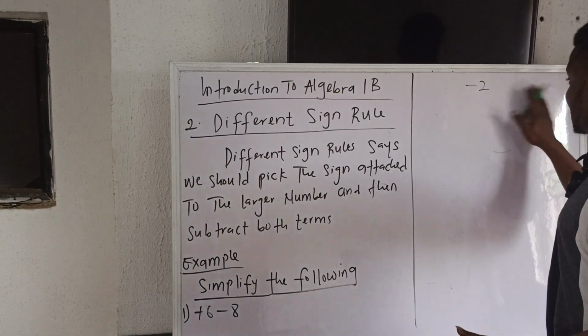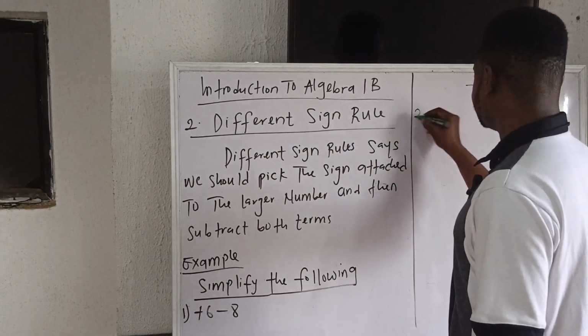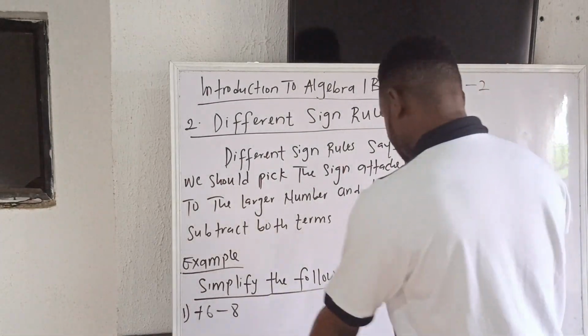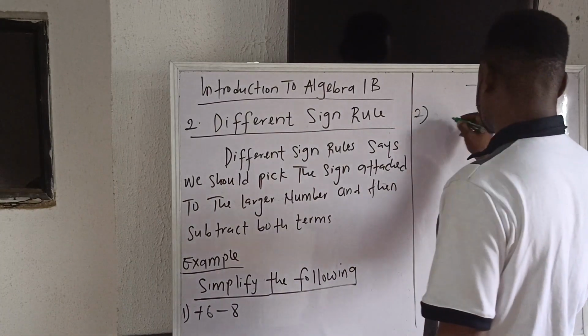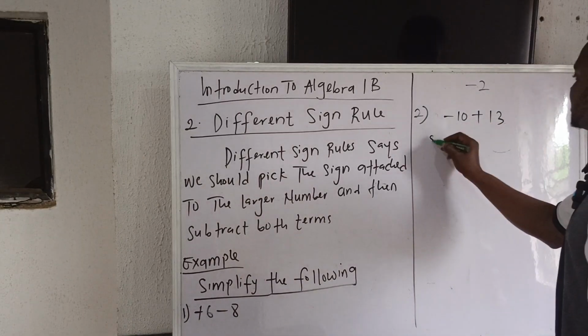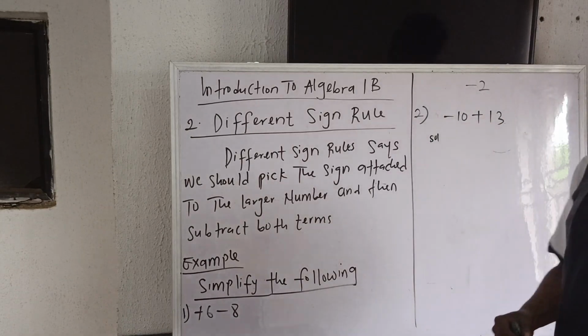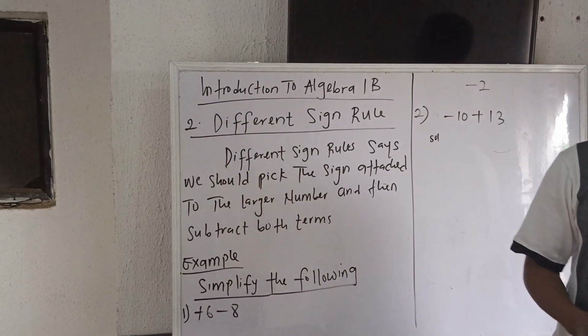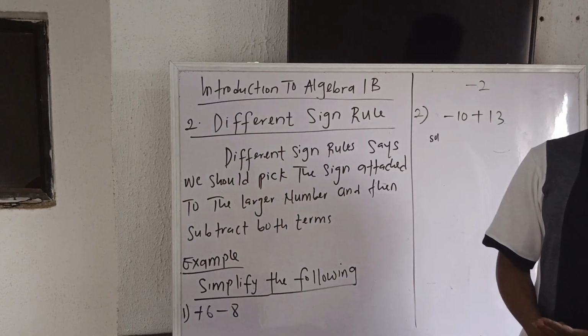Let's look at another example. Let's look at example 2. If we're told to simplify -10 plus 13. We want to simplify -10 plus 13. So what rule are we going to adopt in solving this? Are we going to be talking about the same sign rule or the different sign rule?